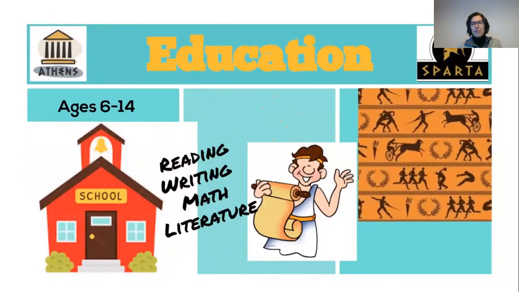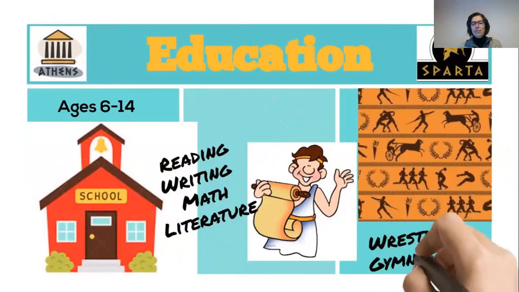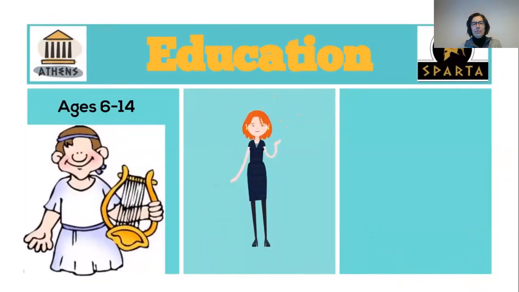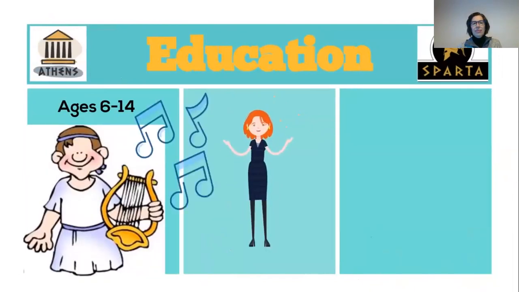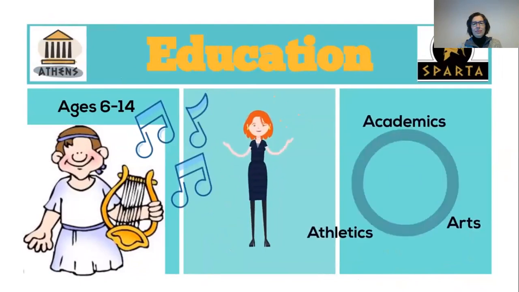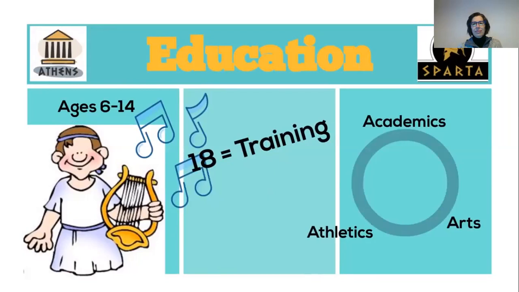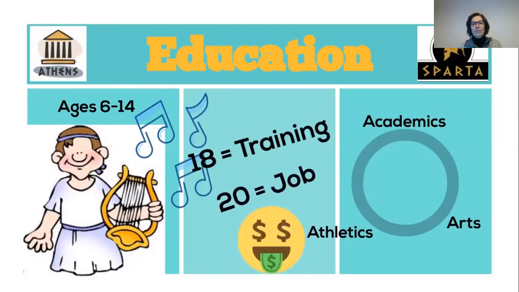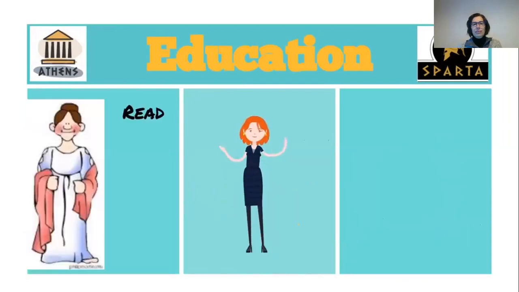Physical education was important too, and boys participated in sports such as wrestling and gymnastics. They studied music and learned to sing and play the lyre. Today, we'd say that Athenian boys had a well-rounded education. At 18, Athenian men began 2 years of training, so at the age of 20, they were ready to begin their careers.